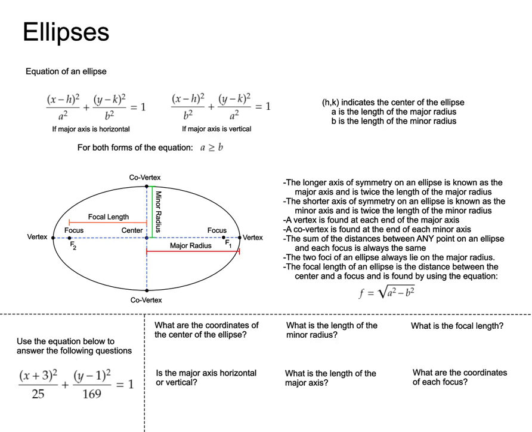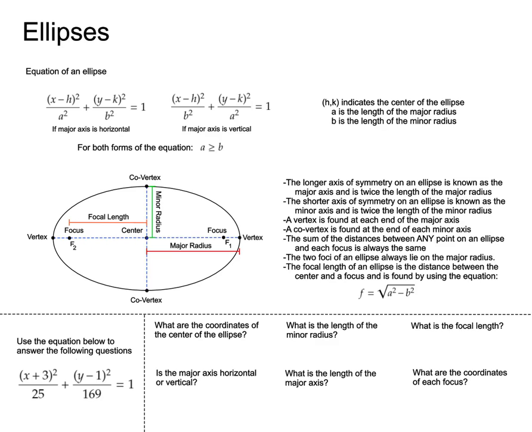The point (h, k) indicates the center of the ellipse. a is going to be the length of the major radius, and b is going to be the length of the minor radius. The reason why there are two forms of the equation is because if the major axis is horizontal, then the a squared term will appear under the x term. If the major axis is vertical, then the a squared will appear under the y term.